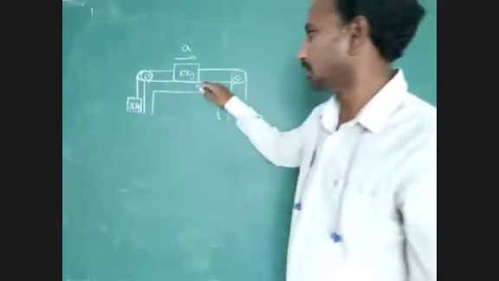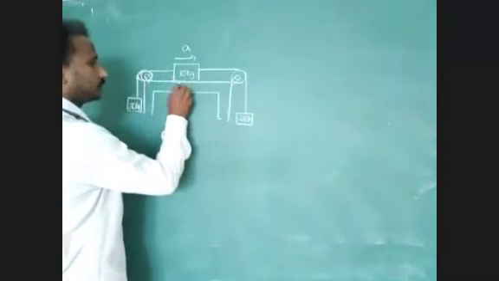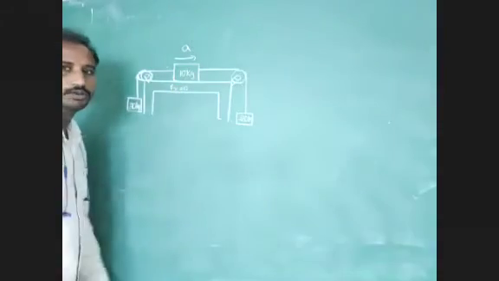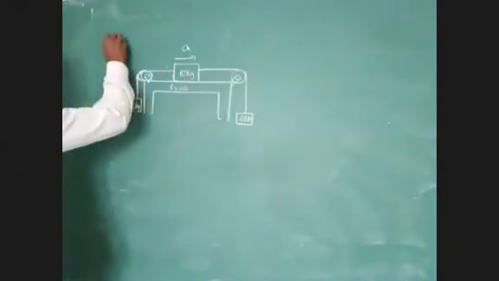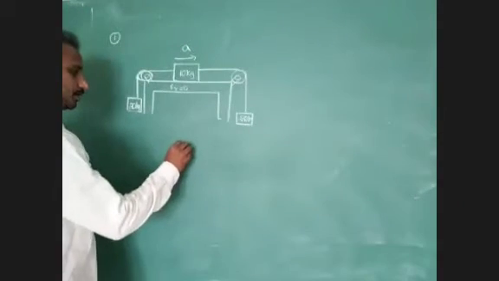This surface is a frictionless surface. Don't forget, consider that table surface friction equal to 0. There is no friction. That is one example problem. Next one. Same condition.